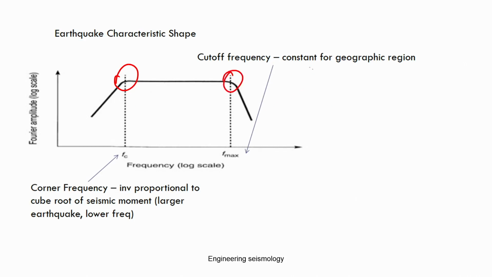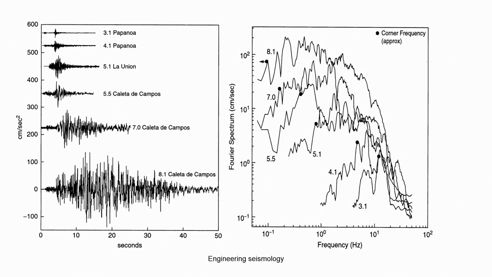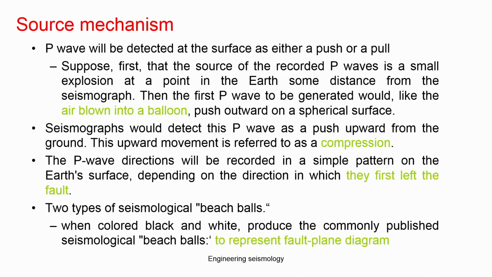This is basically constant for the geographical region. This is the f max. This is the recorded data of different earthquakes. You can see how the corner frequency changes from lower magnitude to higher magnitude, which is a function of the seismic moment, which in turn is the seismic magnitude. We also talked about the predominant frequency and all those things.